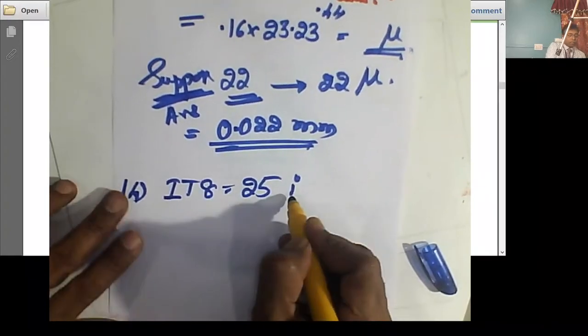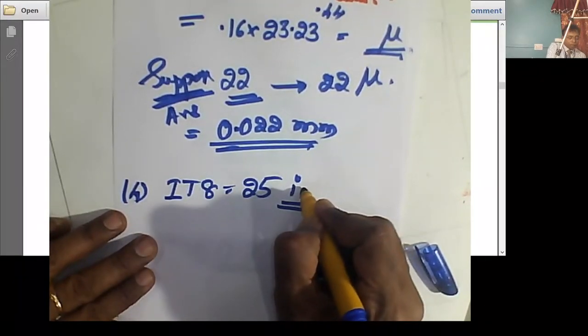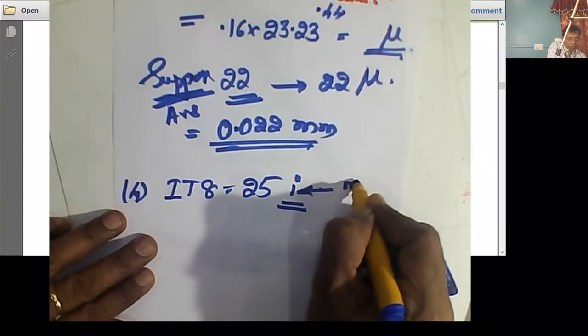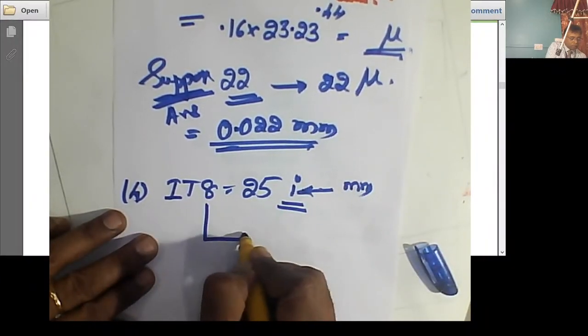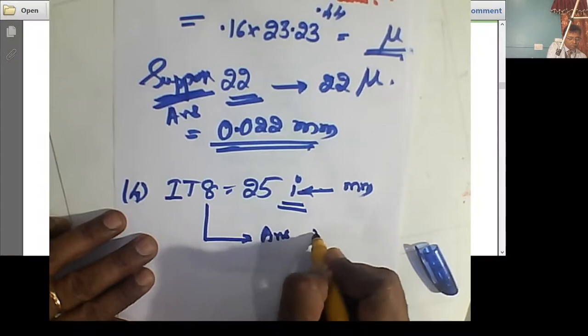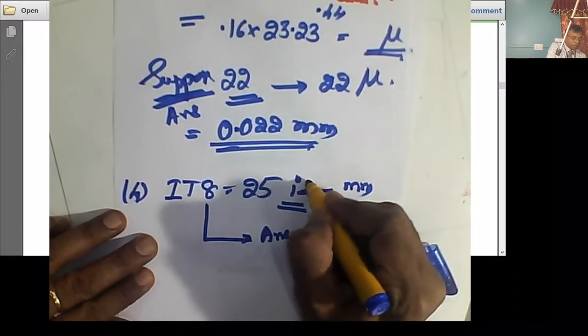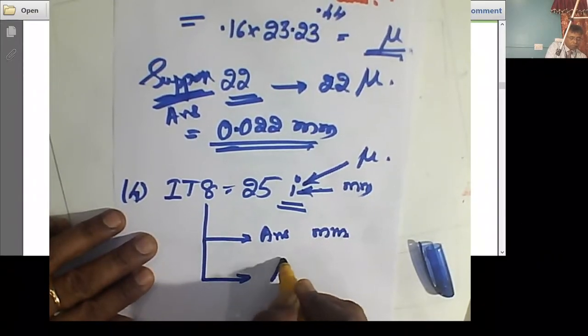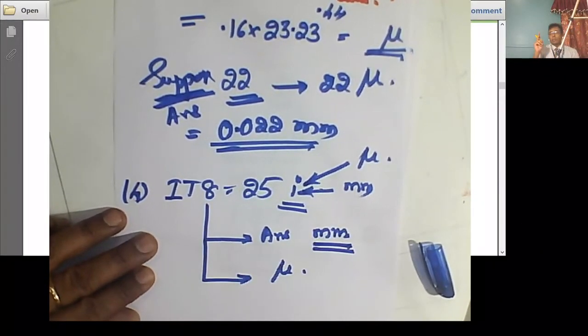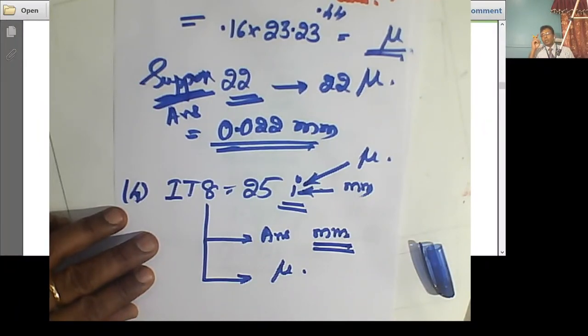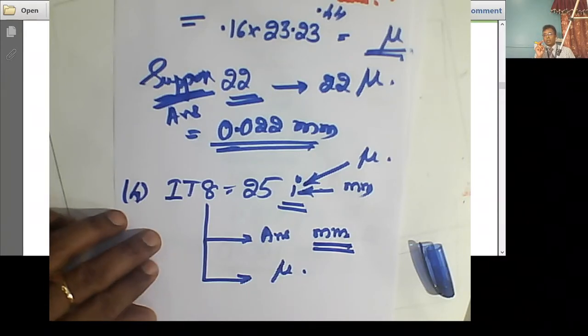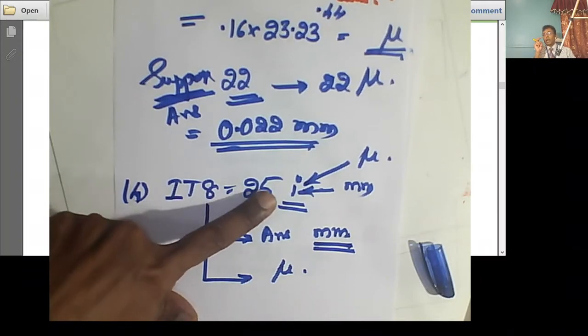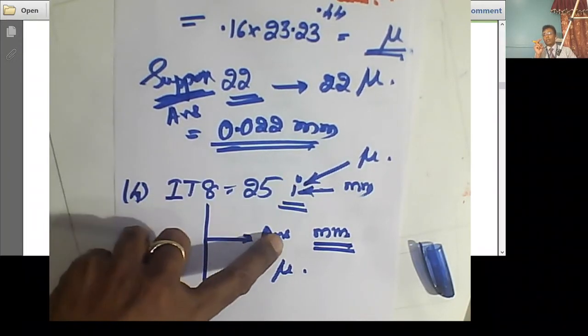Now what is being substituted here? If you substitute i in terms of mm, the answer you get will be in mm. But if you substitute i in microns, obviously IT8 will be in microns. Finally, you need the answer in terms of millimeters only, IT8 or IT10, 25i, 40i. So depending on whether you substitute i in millimeters, you get the net value in millimeters, and if in microns, you get it in microns.